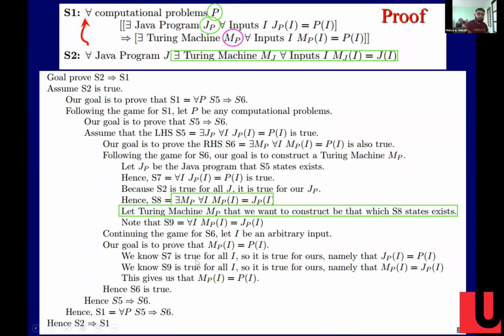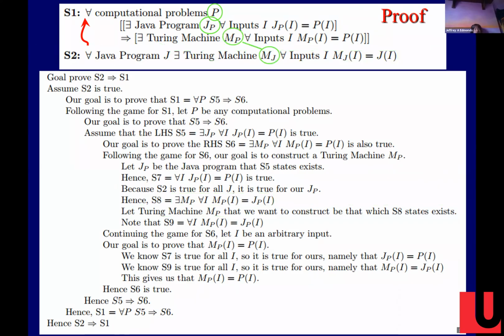Here I have S1 as the first statement and S2 as the second statement, and we're trying to prove that S2 implies S1. More or less it's the same proof. So if you want to see how to write it up on a test, then maybe you can read this. All right, any questions?